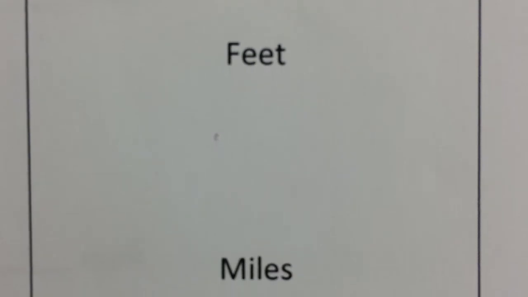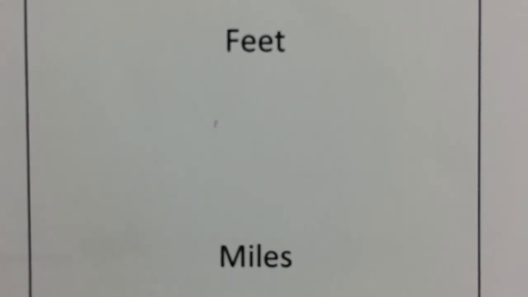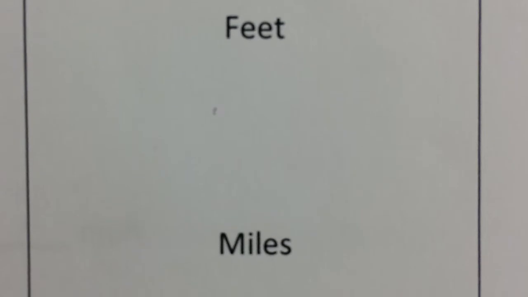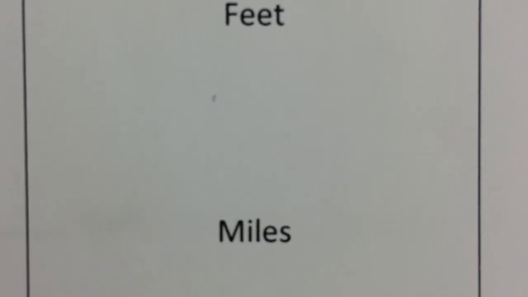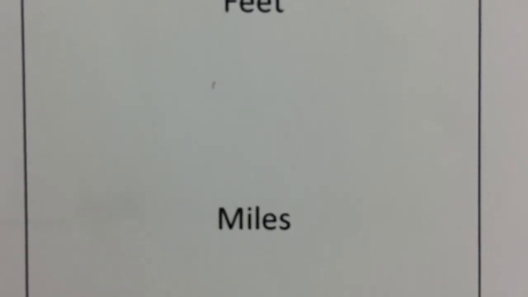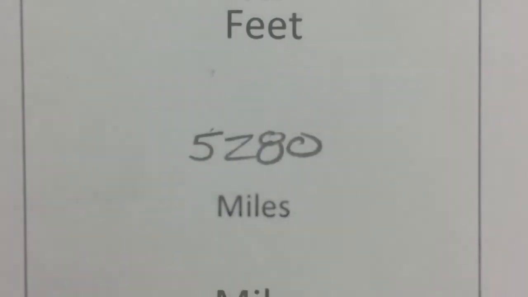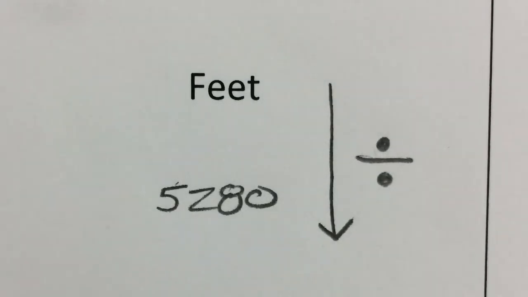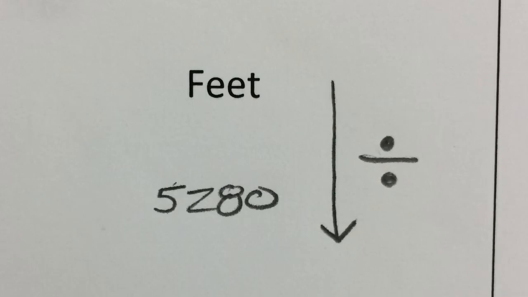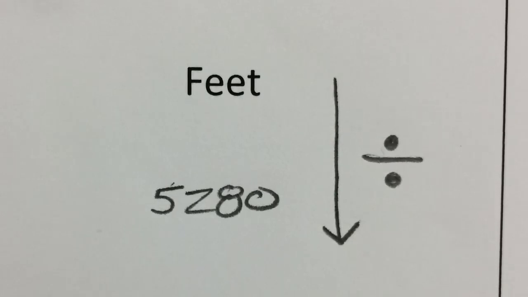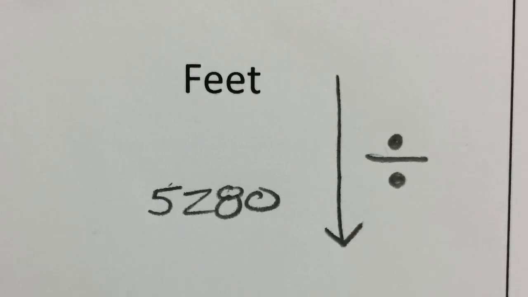I asked you on the front page how many feet are in a mile. And you should have written down 5,280, because that's how many feet are in a mile. So right here on this little ladder for distance conversion, right between feet and miles, you're going to fill in 5,280. You're also going to add in the little arrow that's pointing down. As we move down from feet to miles, we are going to be dividing.